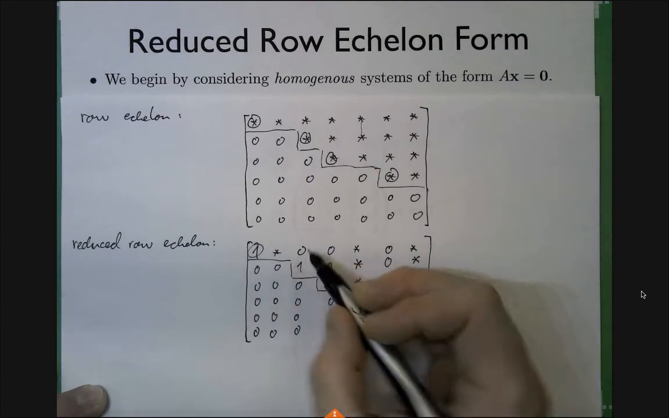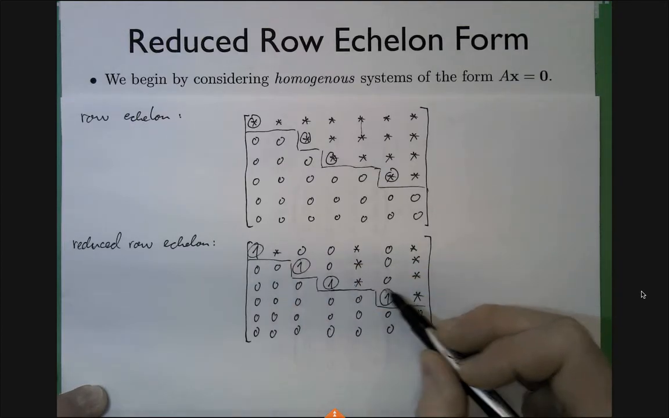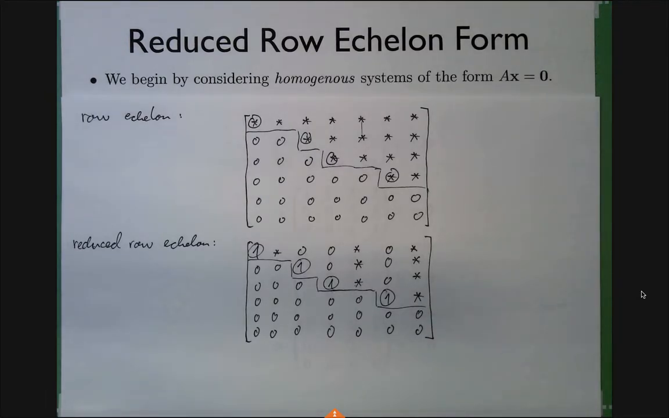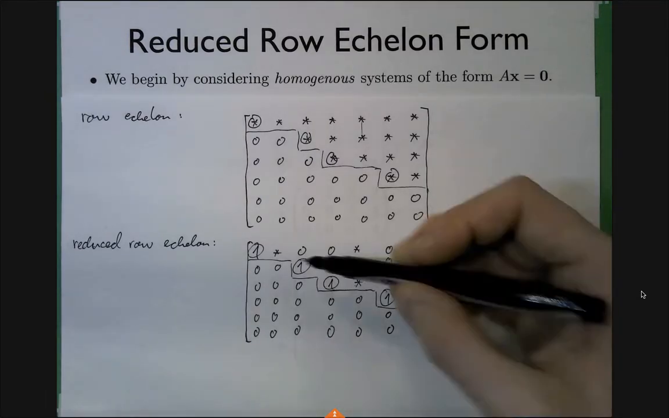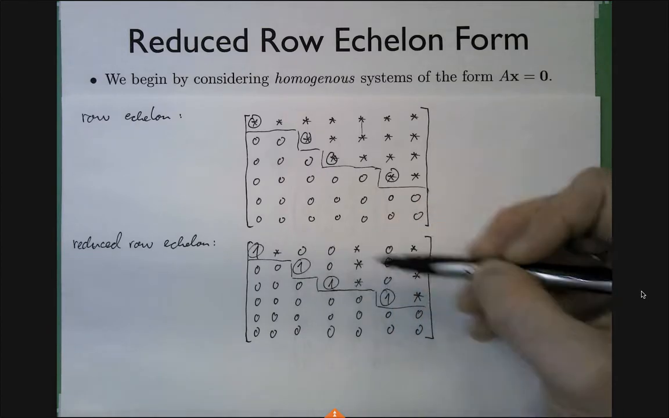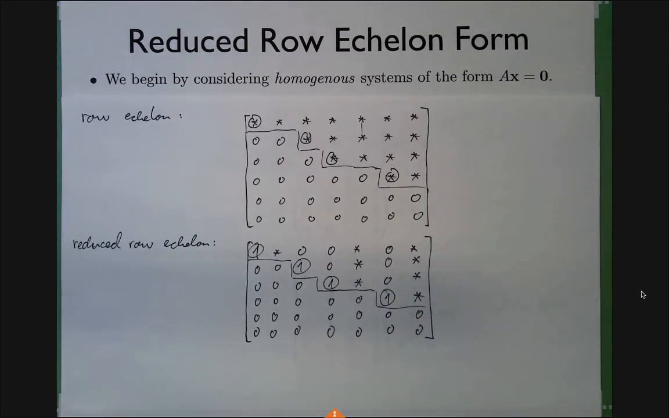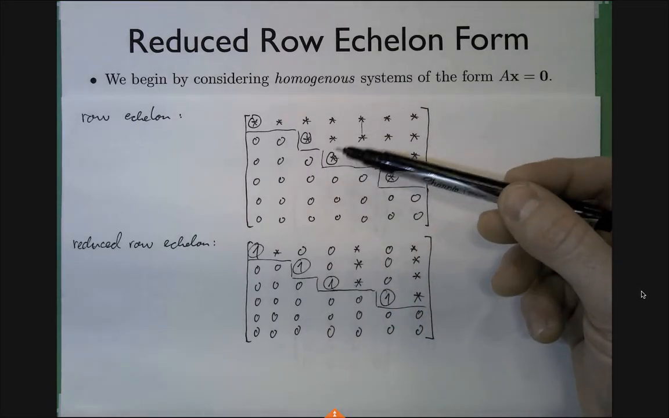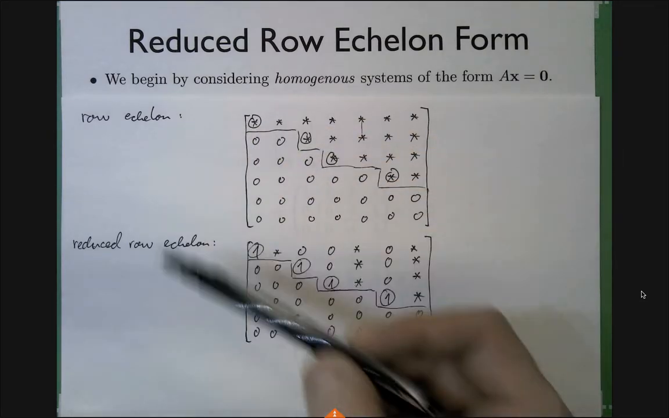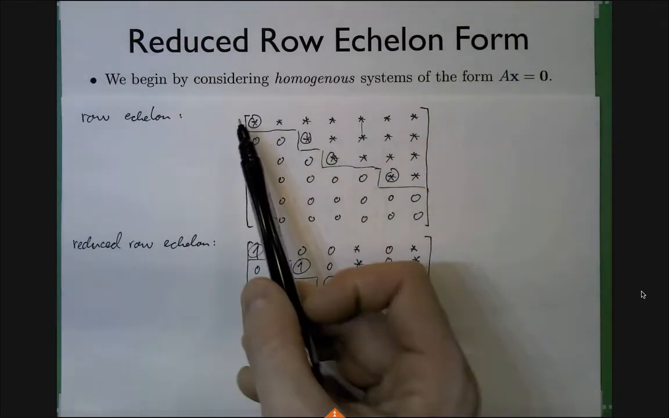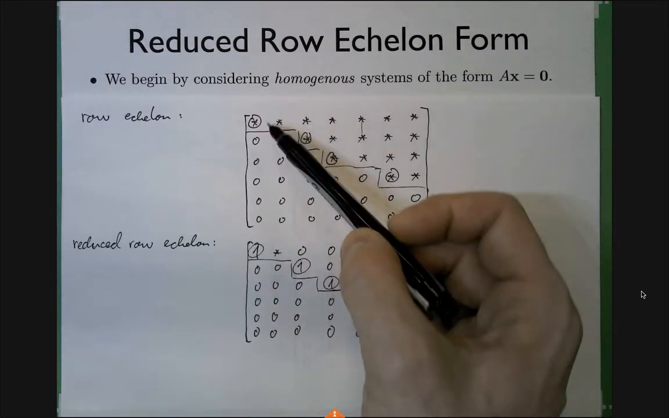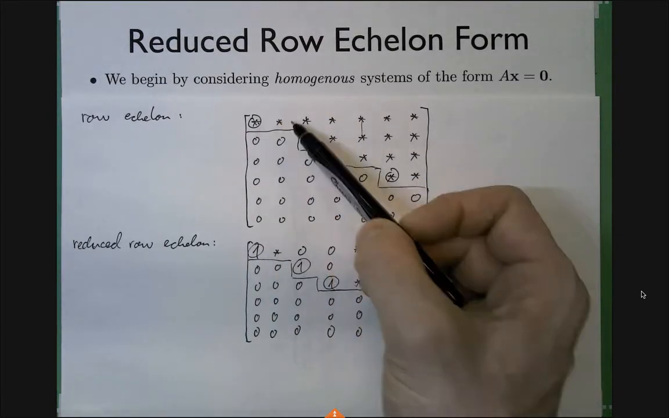The pivot elements now became ones. So they are not arbitrary non-zeros, now they are ones. And everywhere above the pivot elements, I have zeros. And I think it should be obvious to you that you can always convert the row echelon to reduced row echelon, right? All I need to do is divide each row by the value of its pivot element.